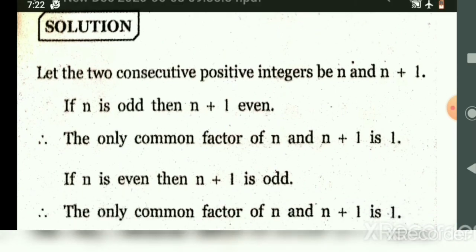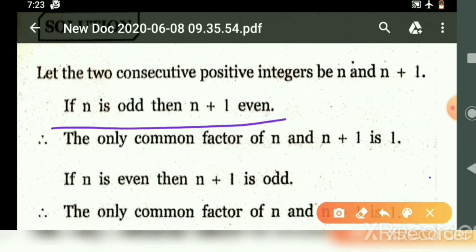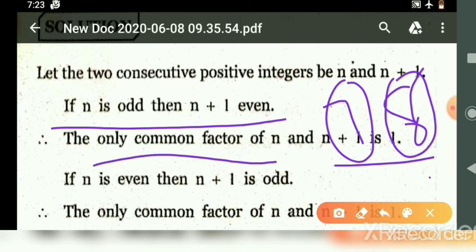Same for n and n plus 1. If n is odd, then n plus 1 is even. Suppose n is 7, then 7 plus 1 is 8. So 7 is an odd number and 8 is an even number. Which number divides both 7 and 8? Only 1. There are no other common numbers. So the only common factor of n and n plus 1 is 1.